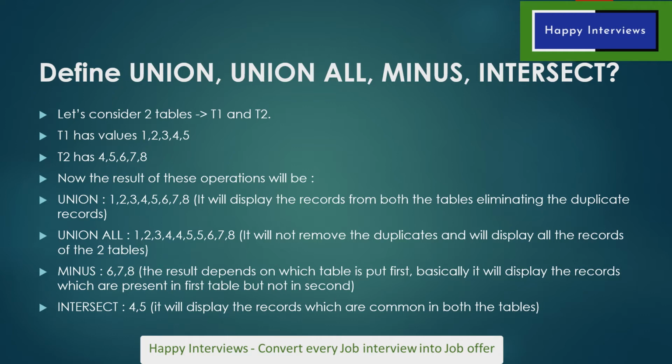Whereas when we use union all, it will just sum up both the tables. Whatever duplicate is present there, it will not remove anything. Just as it is, first table will be there, 1, 2, 3, 4, 5. Then the second table, 4, 5, like this. So it will just add on those two tables.